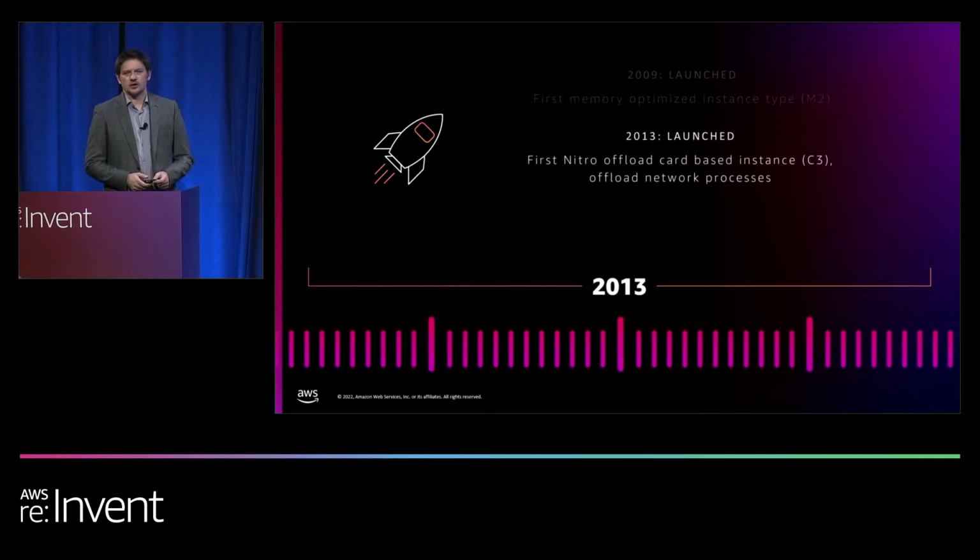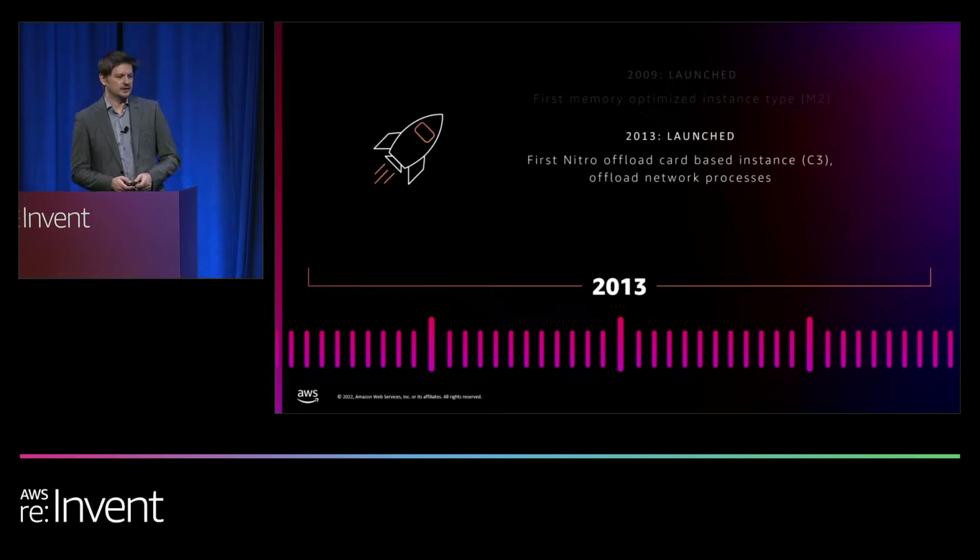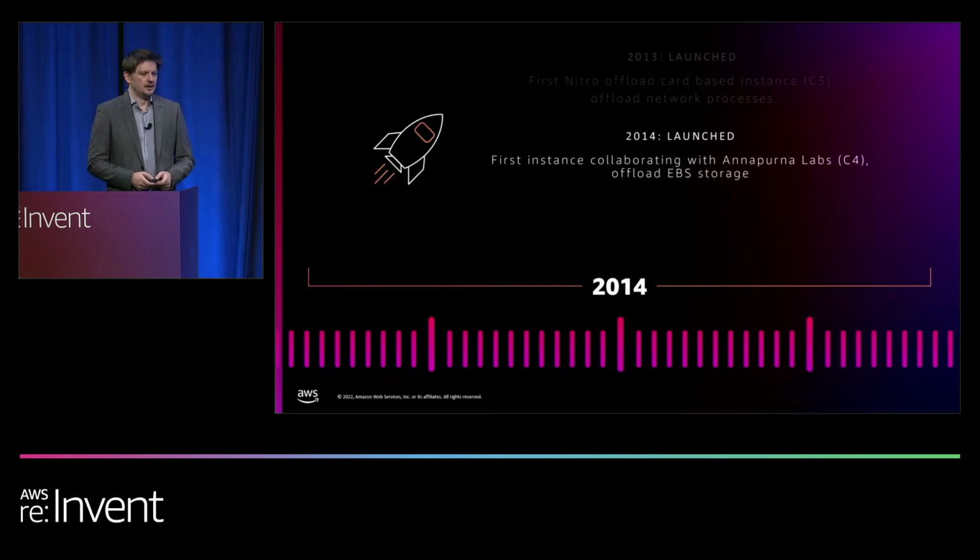By 2013, we started to innovate on our infrastructure implementation to offer customers more of the cores they were renting on these instances in a technology called Nitro. And we launched the first instance based on Nitro in 2013. It was called C3, and it offloaded network processes from the host CPU. In 2014, we continued to innovate, and we launched the C4 instance, which also offloads EBS storage processing from the host. And this was the first instance we developed in collaboration with Annapurna Labs.